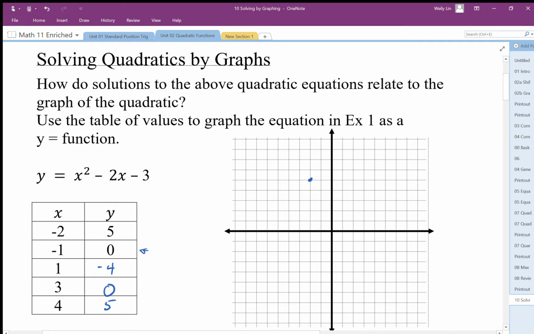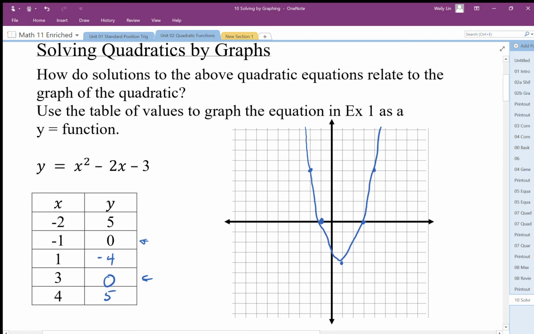-1, 0, there's one solution. In fact, there's another solution right there. 1, -4, 3, 0, 4, 5. So it looks like the vertex is going to be at 1, -4, and the graph is going to look something like this.